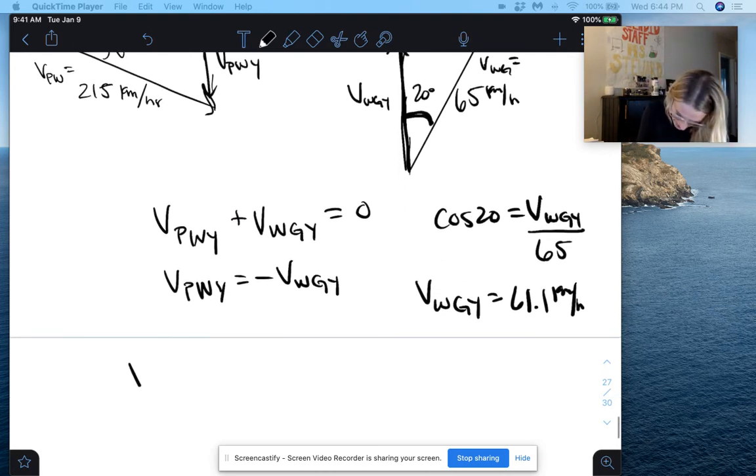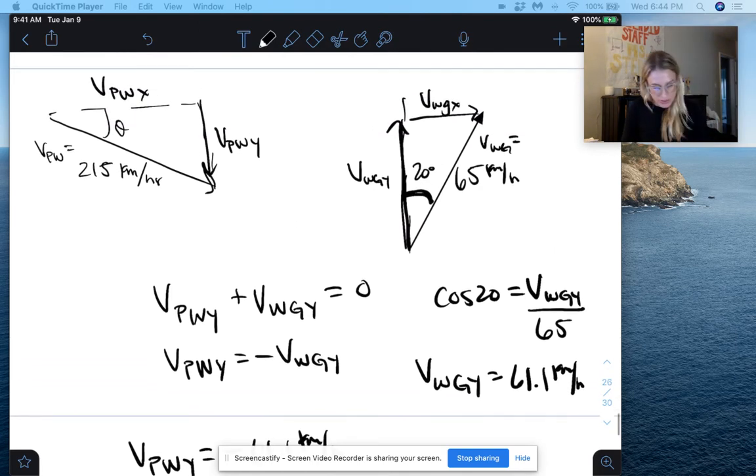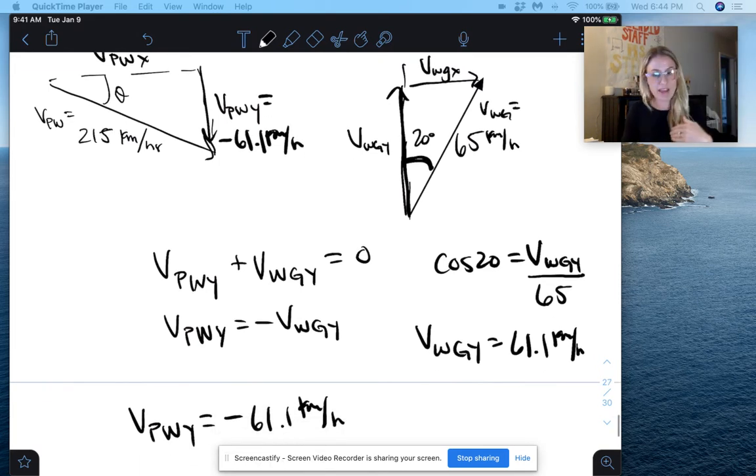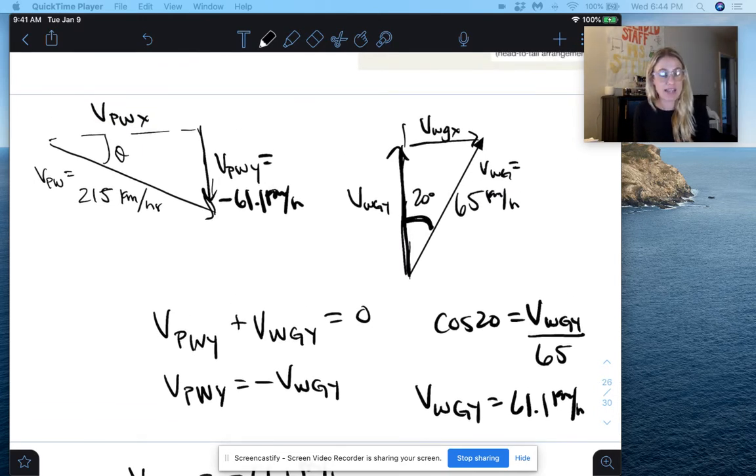So that tells us that the velocity of the plane relative to the wind in the y direction is equal to negative 61.1 kilometers per hour. And remember, that is negative because it's directed downward. So now that I have that component, the y component of the velocity of the plane relative to the wind, and I have the hypotenuse, the velocity of the plane relative to the wind, I can find the angle that I'm looking for because I can use the sine.